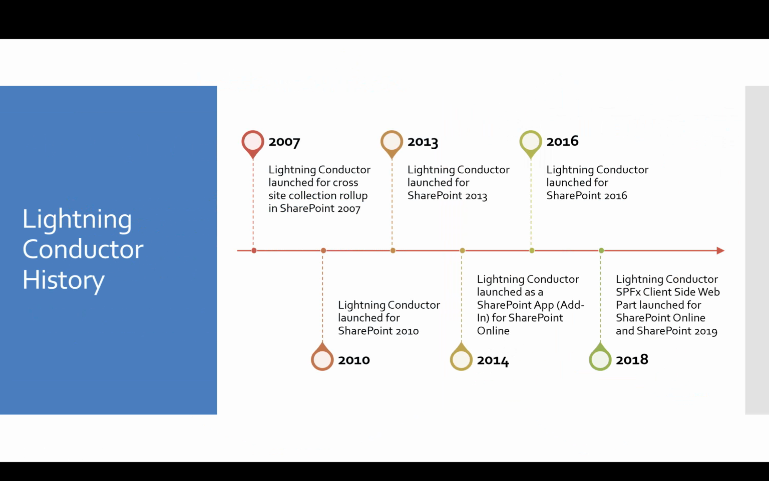Which was true. So that's what led to the launch of the Lightning Conductor. It was born as a product that could roll up across site collections inside SharePoint 2007, and also you could easily build views. So you could go through and select which columns you want to display within your view, and add things like conditional formatting and things like that. So that was way back then.